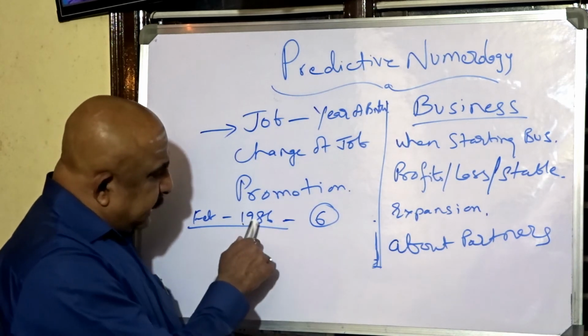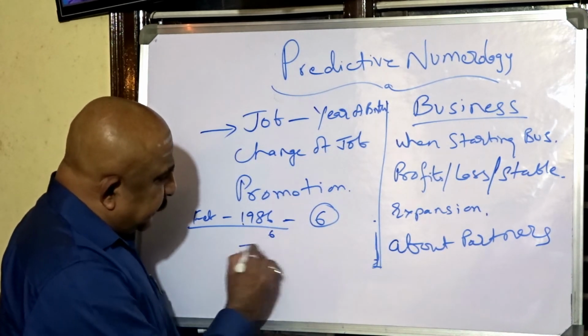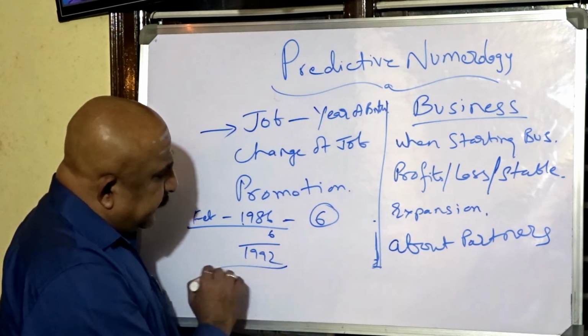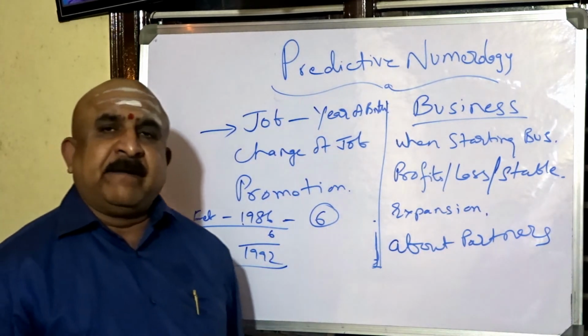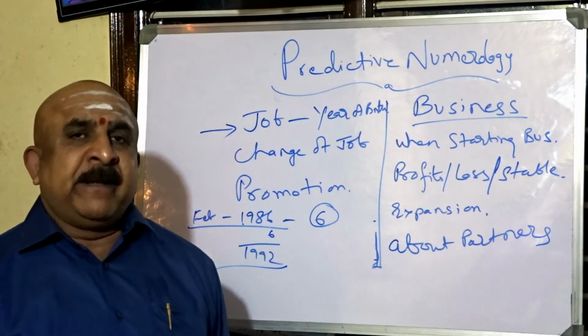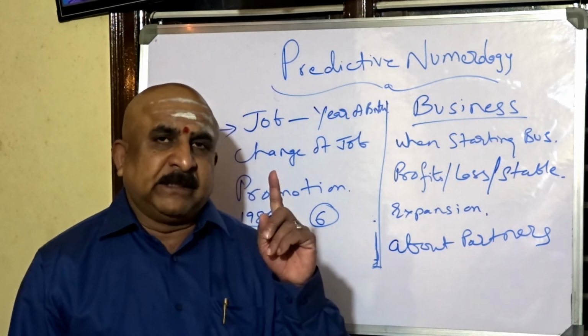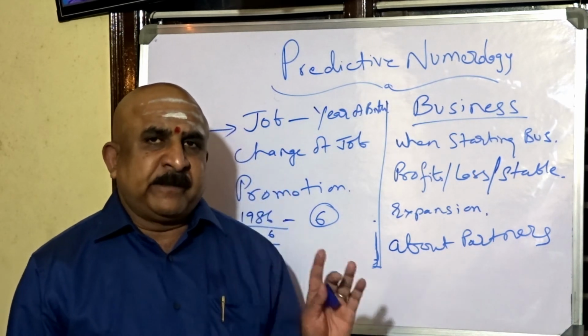So 1, 9, 10, 18, 18, 6, 24, 6. So 6 years. You can easily tell him in the year 1992 you will be having a change of job. It may be a change of job. It may be a change in the placement of the job, not promotion. Remember that. Inside the job there may be some changes.